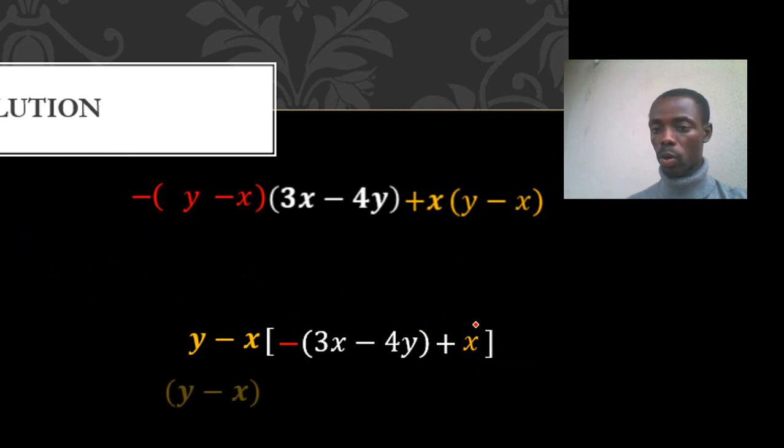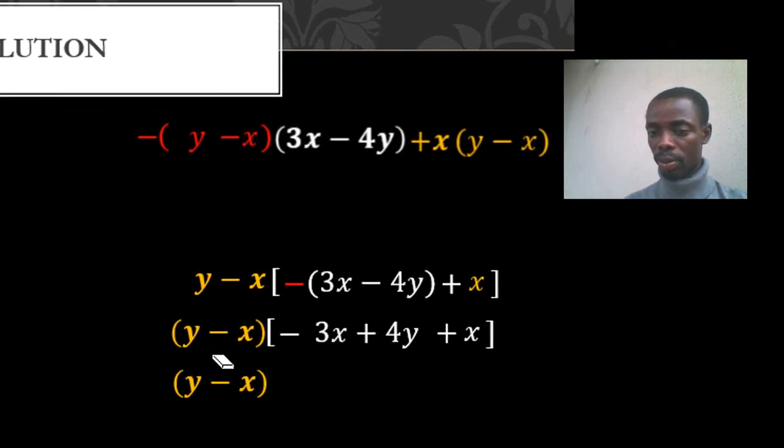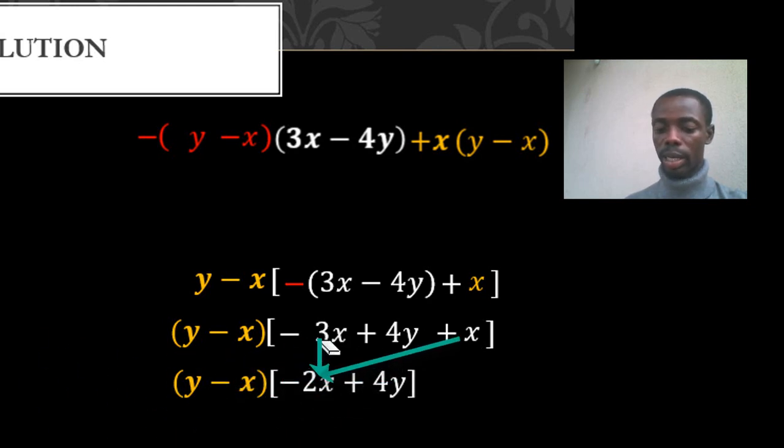So here's y minus x again. Let's use this negative in red to open this bracket in white. So I'll be having minus 3x plus 4y. I just believe you understand that. Use this negative to multiply this 3x, that's minus 3x. Use this negative to multiply this negative 4y, this is plus 4y. Then I'm having outside there x, it's already coming out. Then I'm having y minus x. Collecting the like terms that are here in the brackets, this minus 3x plus x, that's minus 2x. Then plus 4y.